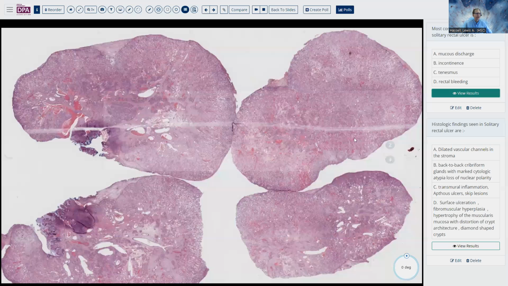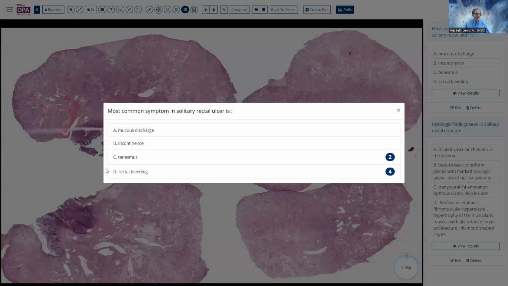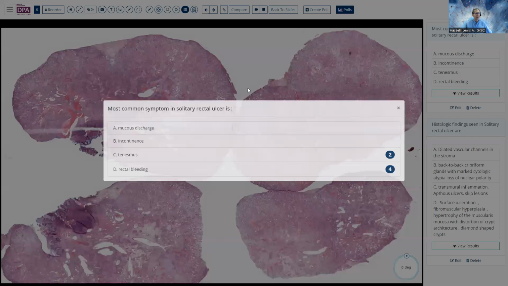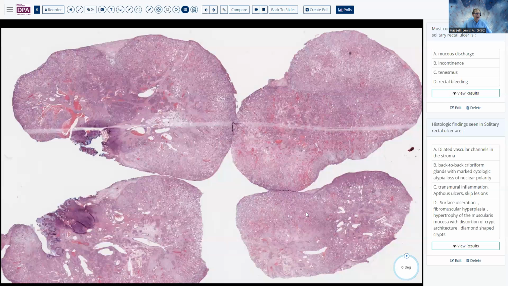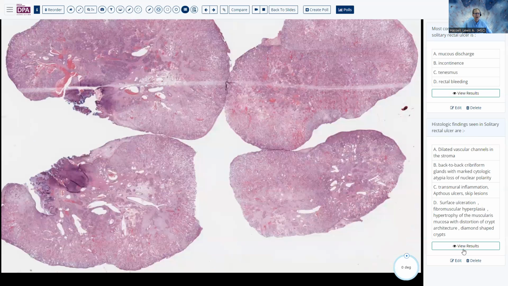And the most frequent symptom of that is rectal bleeding. Yes, you can get discharge. You may be a little bit incontinent. These are much less likely. But rectal bleeding, as you might imagine, with an ulcerated granulation tissue like this, is going to be fairly frequent.